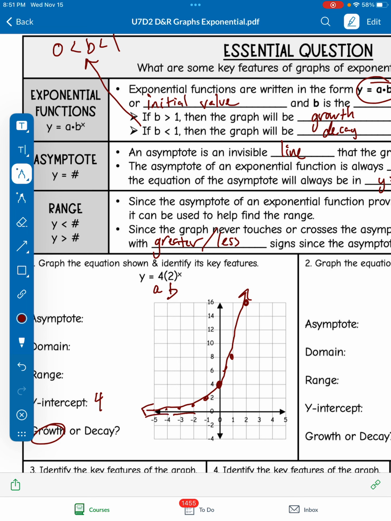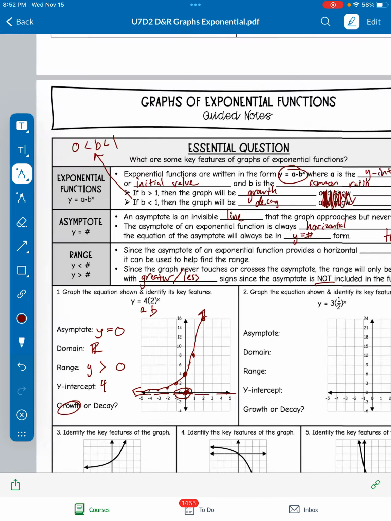The asymptote then would be right here. That is a horizontal line, so that's going to be y equals. And what y value does this go through? That's right. If you said 0, you are correct. Good job. It has arrows, which means the domain's all real numbers. We talked about that on the front. The range, again, we use the same number here, right? That's the same number, 0. And all these y values are bigger than 0. And the end, we finished.